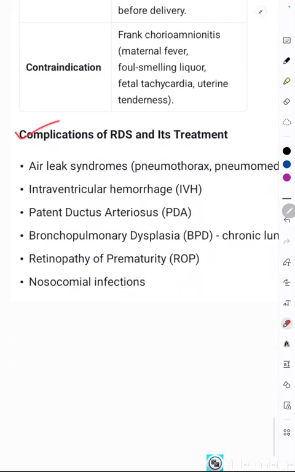Complications of RDS: it can lead to air leak syndromes like pneumothorax and pneumomediastinum, intraventricular hemorrhage, patent ductus arteriosus, BPD, that is bronchopulmonary dysplasia, and retinopathy of prematurity.